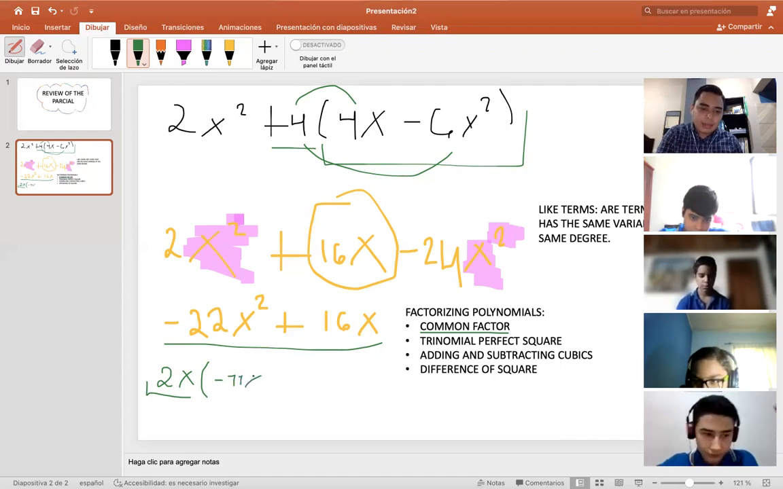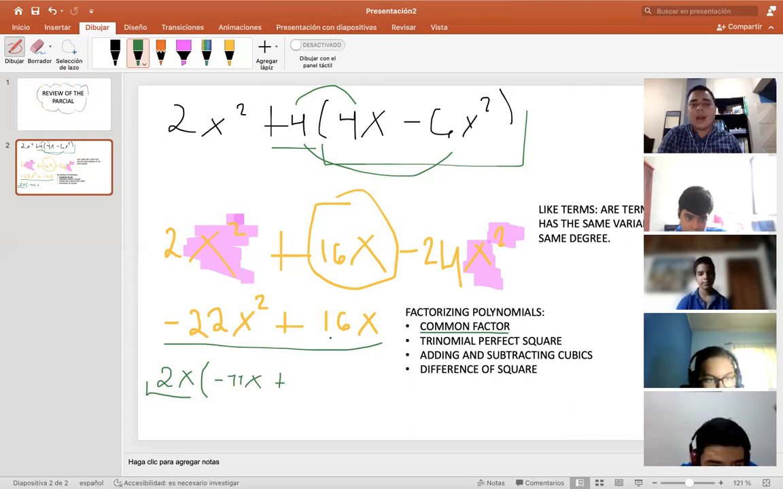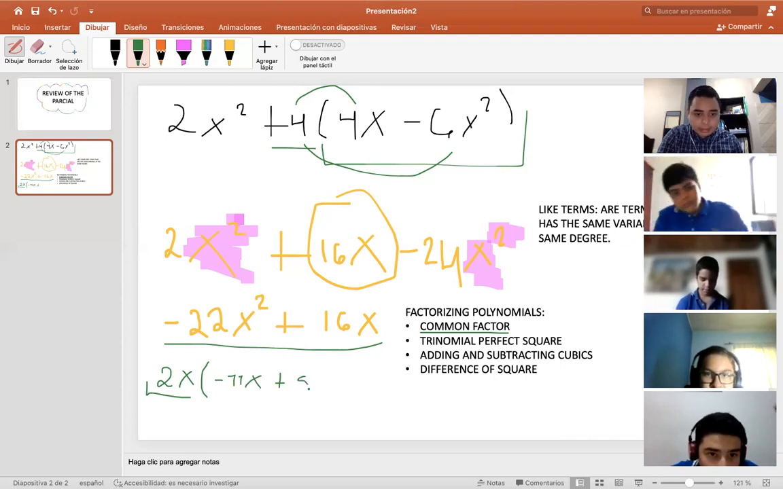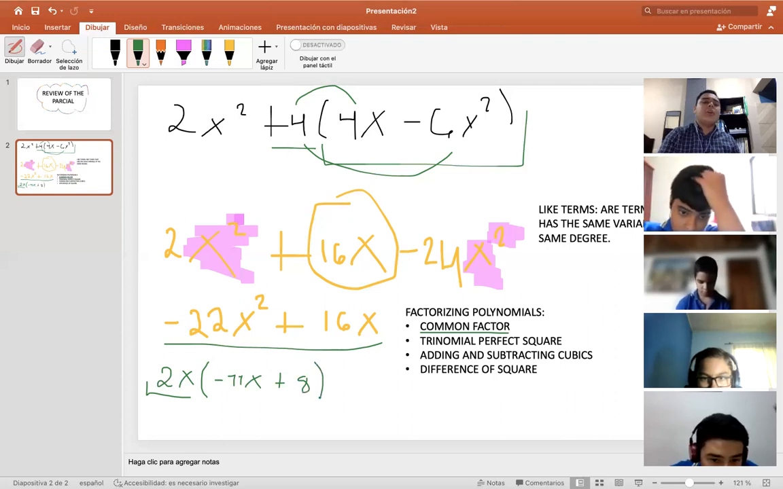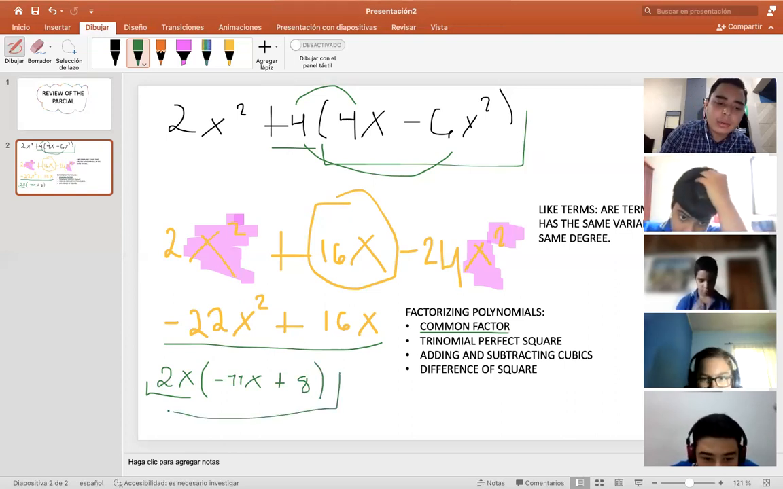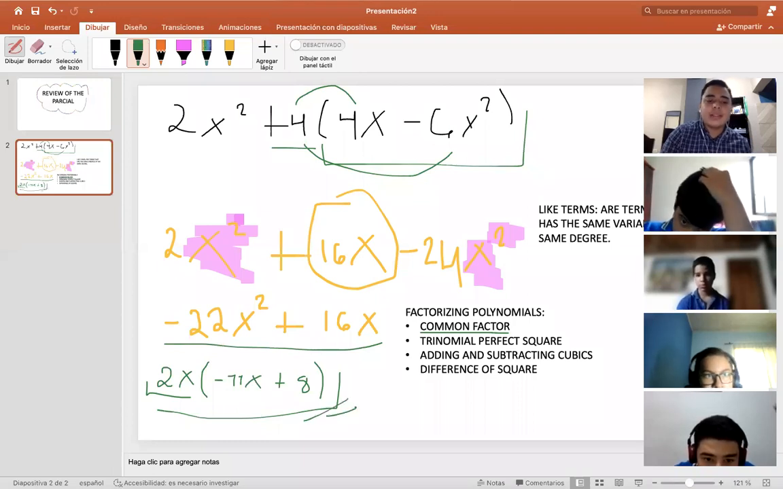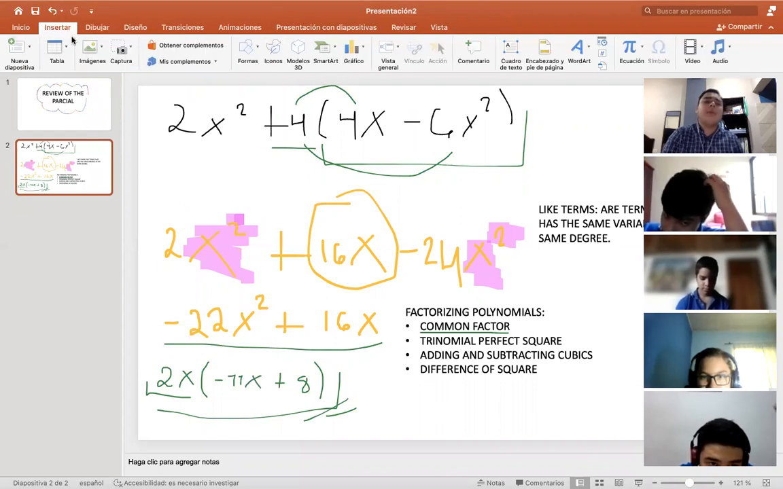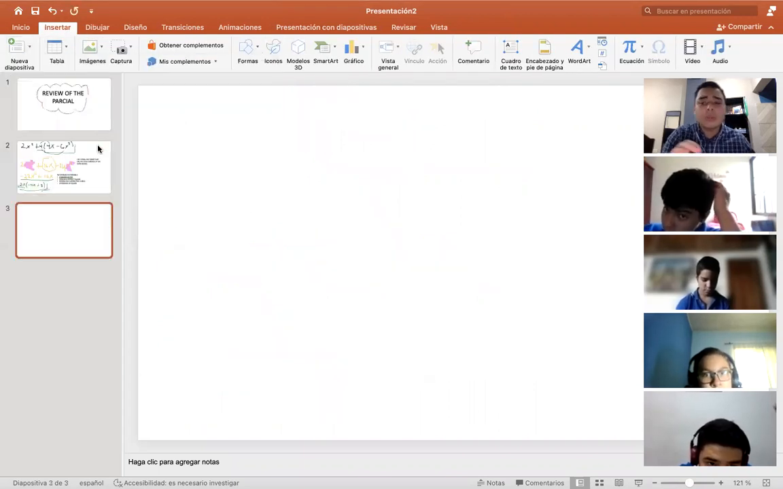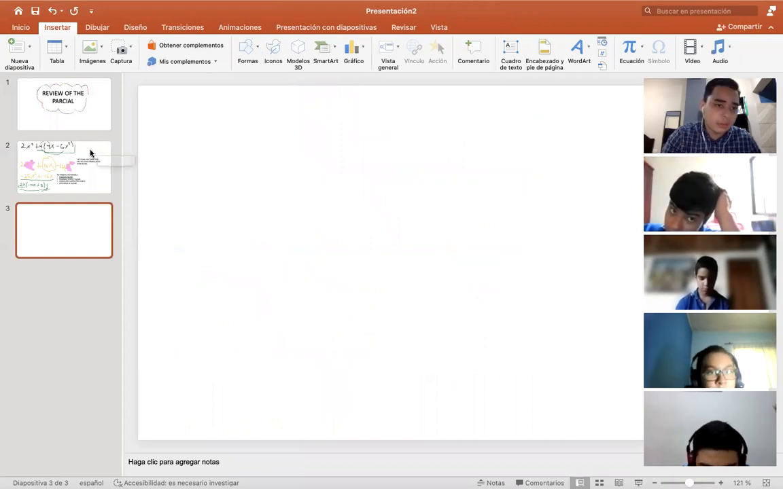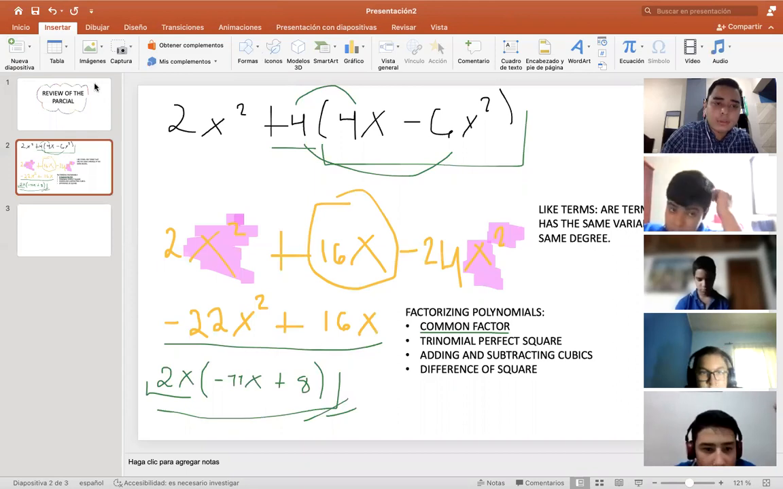Yes, negative 11x. Plus which term multiplying by 2x gives me 16x? 8. Yes. So this is going to be our factorization: 2x parenthesis negative 11x plus 8. But what if you tell me, Mister, actually, I don't trust you? Well, I'm going to make you trust me.